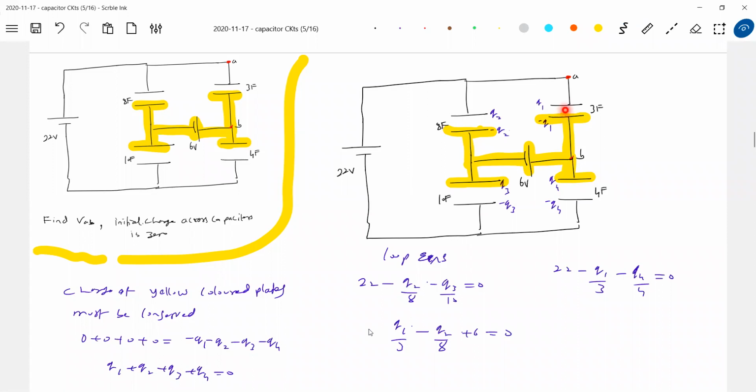If I move from negative to positive, plus rise in drop, plus q1 by 3 minus q2 by 8 plus 6 equals 0. This is a path. So one more. Okay, we'll write here, plus 6 minus q4 by 4. I think so many equations are there. Solving will get the required answer.